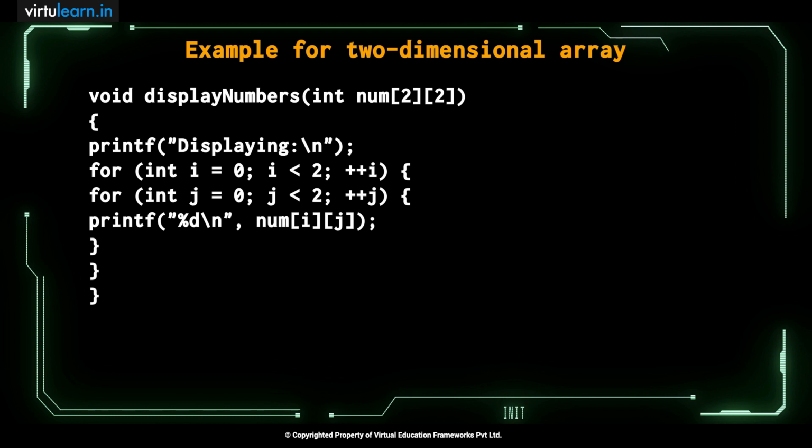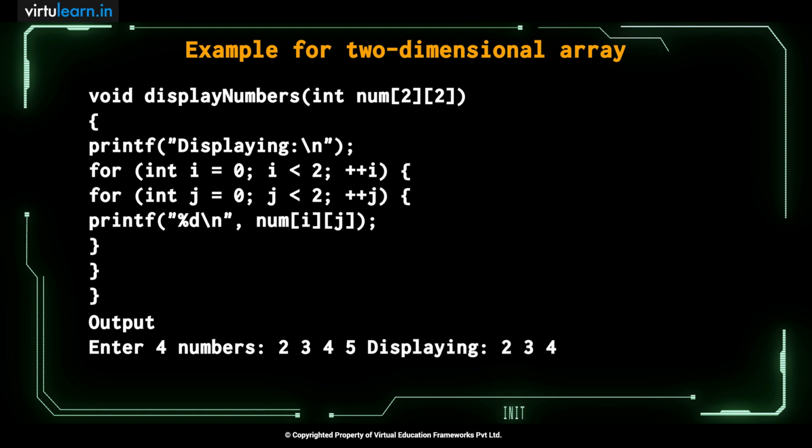Now whatever numbers you are going to read, those numbers you are going to print. Now let me read. Enter the 4 numbers: 2, 3, 4, 5. So as soon as I press enter, you are going to get the numbers as 2, 3, 4, 5, that is the displayed output. This is how we can pass a two-dimensional array to a function.